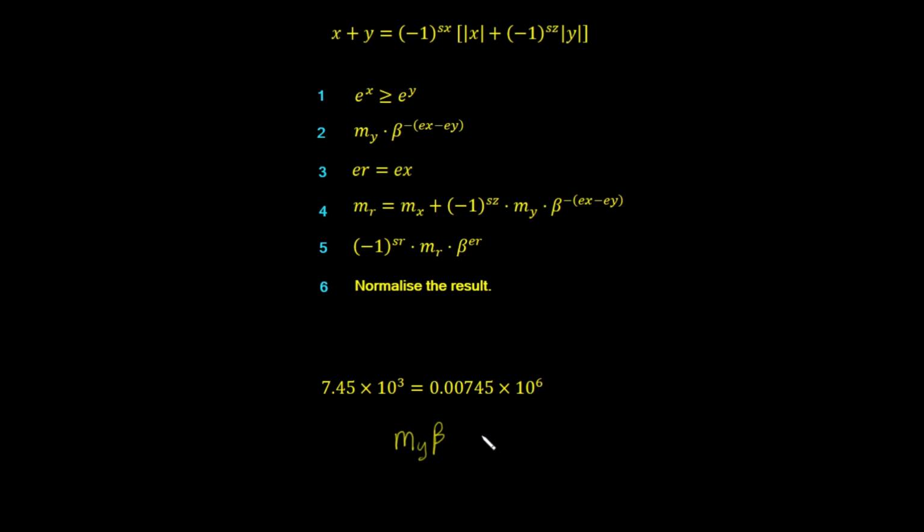So in this case, e to the x and e to the y is going to be 6 minus 3. So we wanted to decrease this here by 6 minus 3. So in order to decrease it, we're going to have it as a minus. So you'd end up with our value my, and it would be beta to the minus 3.